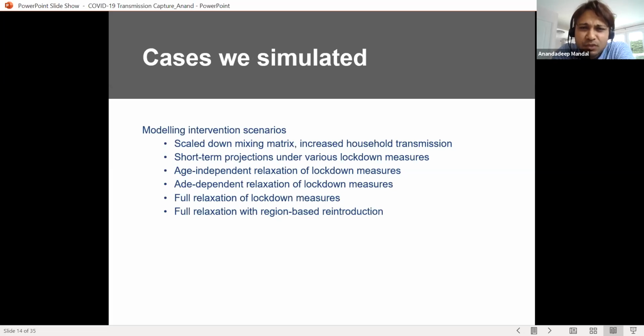Then we also took the implications of various short-term lockdown measures. Then we took the age-dependent relaxation of lockdown measures. Earlier the seniors were restricted, they could not leave, but middle-aged groups could leave and go for exercise. So we took that into consideration. Then there were full relaxations, and then there were region-based lockdown measures. For example, Scotland specifically was a bit more rigid than England.